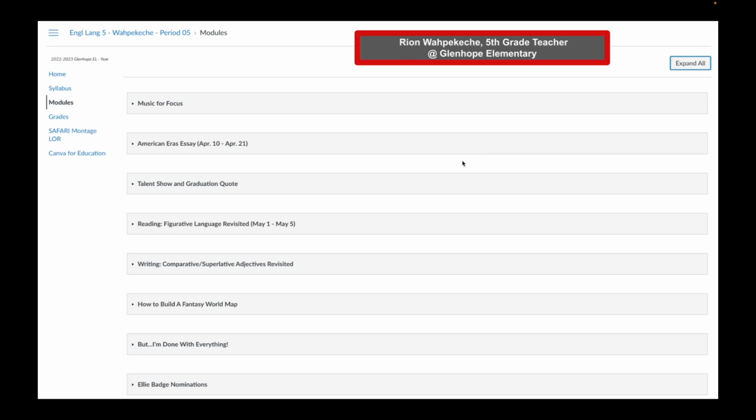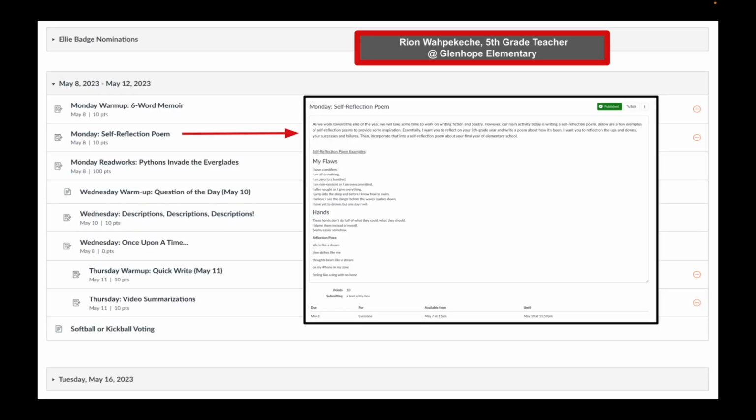And last but not least, notice Mr. Ryan Wapakechi, 5th grade teacher at Glen Hope Elementary. He is organizing his modules according to topic. Notice how he has music for focus, talent show and graduation quote, how to build a fantasy world map. Here is an example of his May 8th to May 12th module.